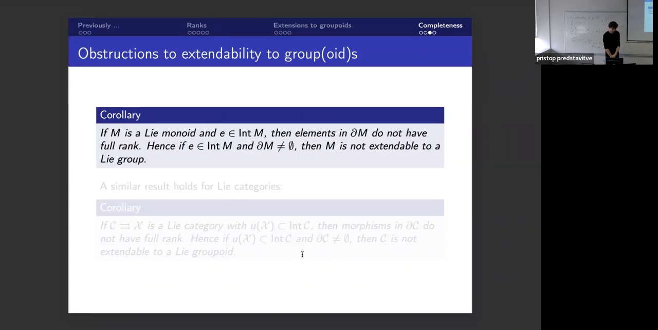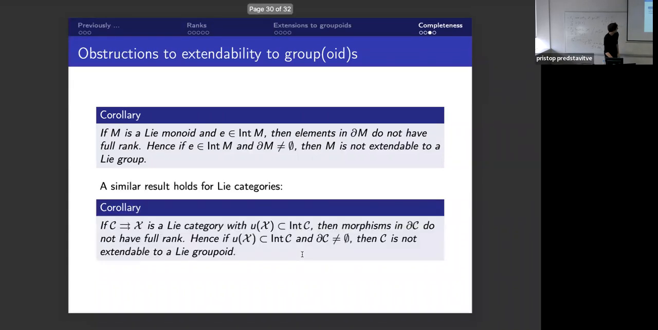So this is a very simple corollary now, and a similar result also holds for Lie categories. If you have all of the units lying within the interior of your category, then the morphisms in the boundary of the category cannot have full rank. So again, you get the obstruction to being extendable to a Lie groupoid.